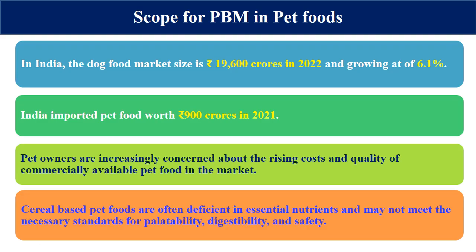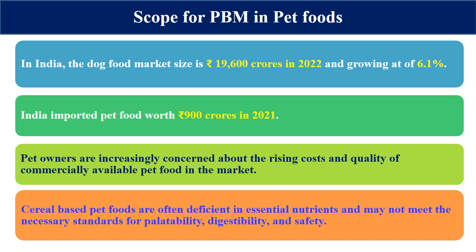So previously I mentioned the preparation of poultry byproducts meal. So we will see the scope of using it for pet foods. So in India the pet food market is huge, about 20,000 crore and growing at around 6%. And India imported pet food worth 900 crore in 21, and the pet owners are increasingly feeling concern about the rising cost and quality of commercially available pet foods. That means this is one industry where there is a lot of scope to utilize these poultry byproducts for making special pet foods.